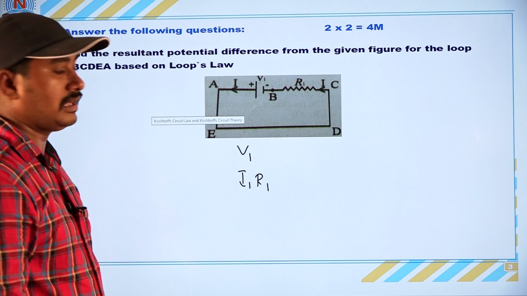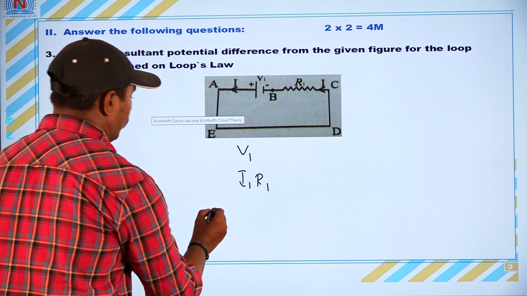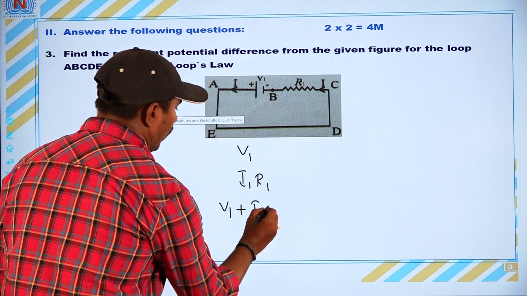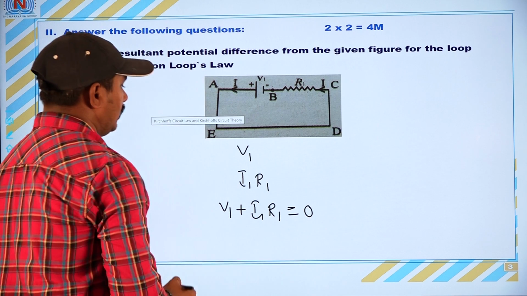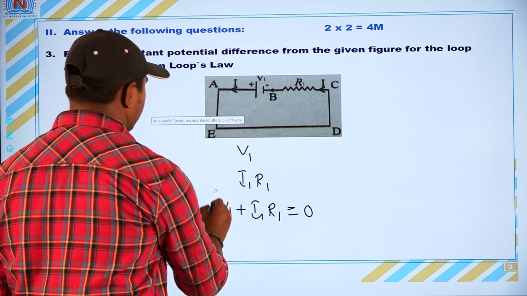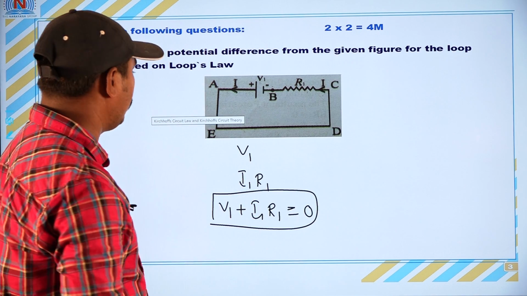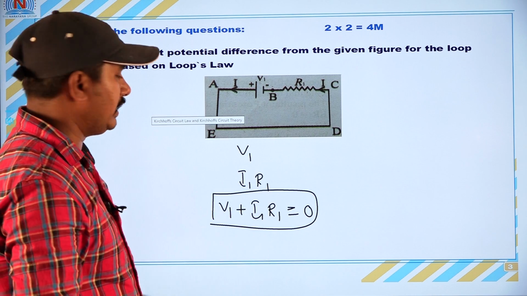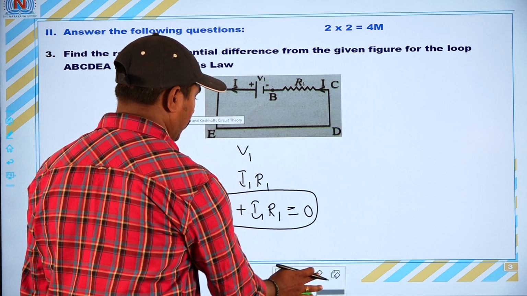Now we want to find the total potential difference. That means V1 plus IR1 must be equal to 0. So this is the resultant potential difference in the given figure. So this is the answer for question number 3.